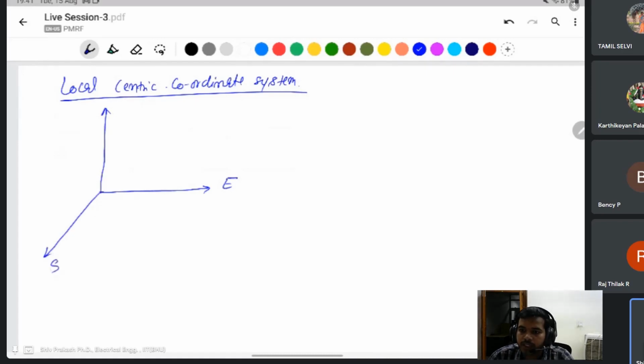How to calculate the zenith angle? Okay, wait, I will explain later. This will be the zenith angle.